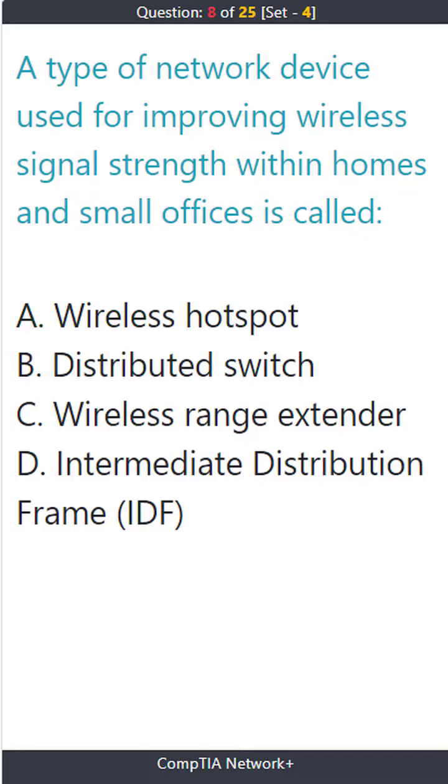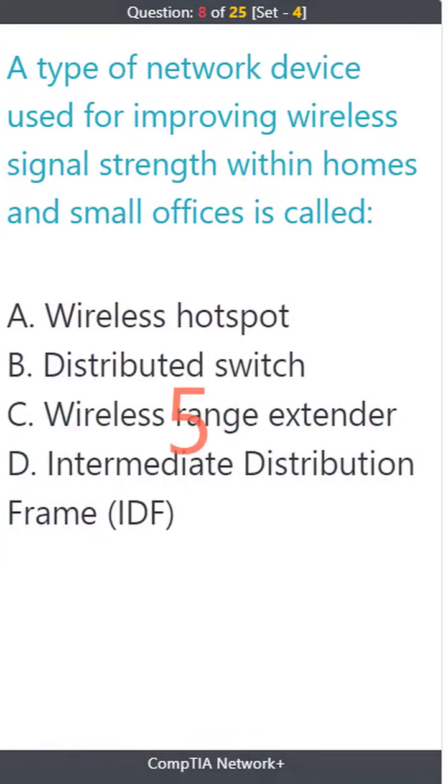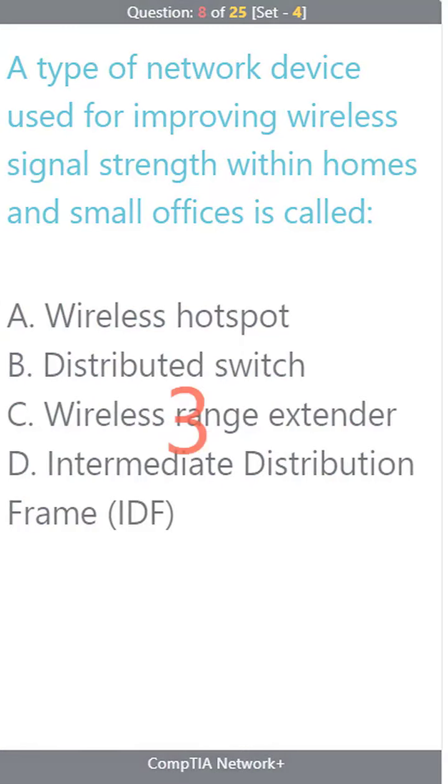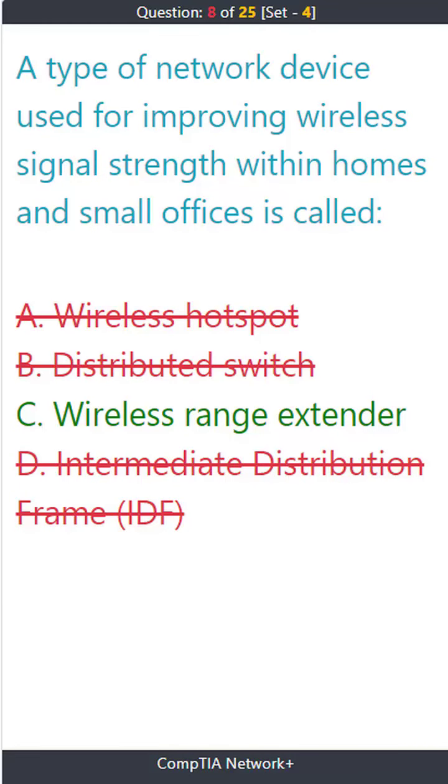Question 8. A type of network device used for improving wireless signal strength within homes and small offices is called A. Wireless hotspot, B. Distributed switch, C. Wireless range extender, D. Intermediate distribution frame, IDF. The correct answer is C. Wireless range extender.